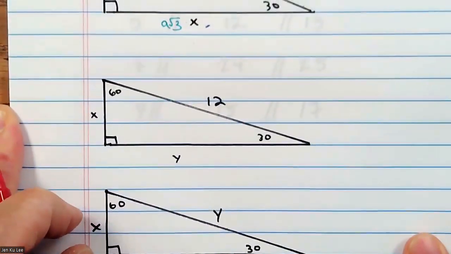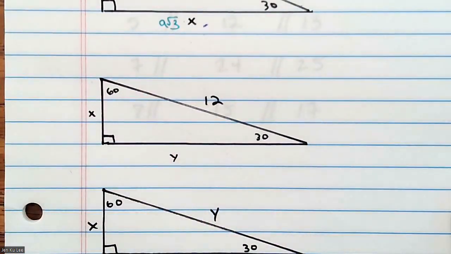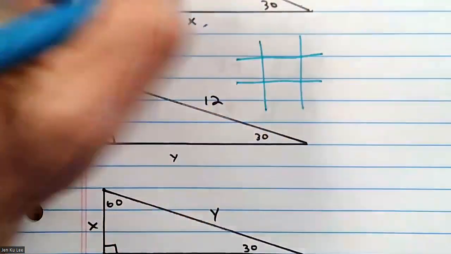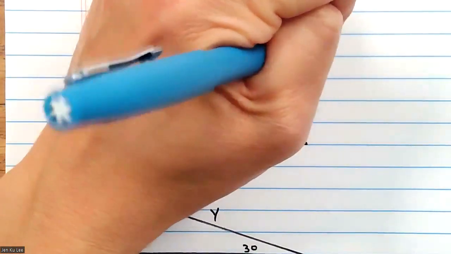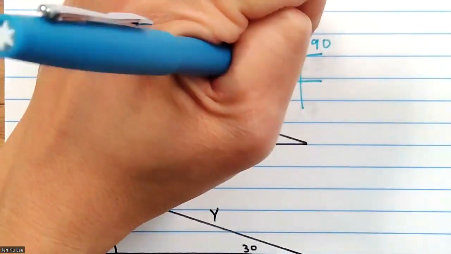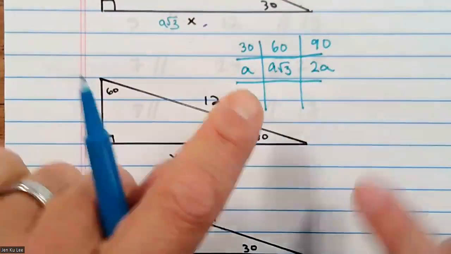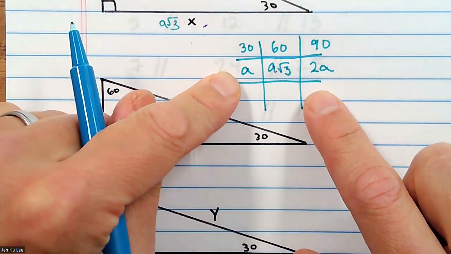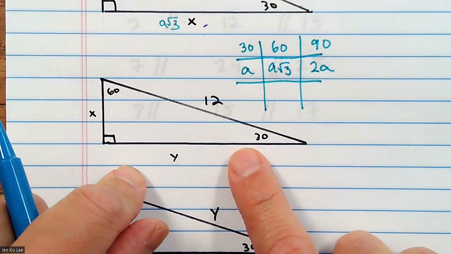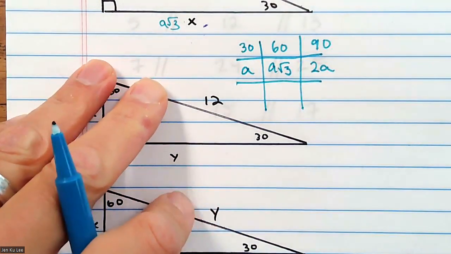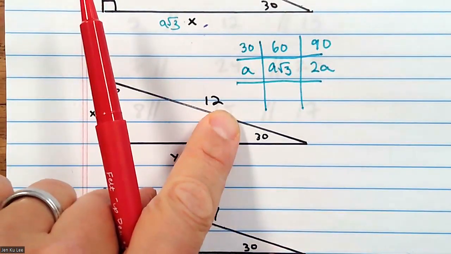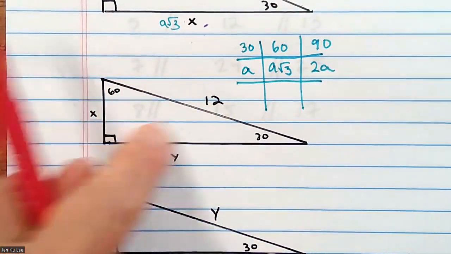Next one. I give you 12. Again, I'm going to start off with my tic-tac-toe chart. 30, 60, 90. Across the 30 is a. Across the 60 is a square root of 3. Across the 90 is 2a. These two rows never change. They will only change if the triangle changes. If it's a 45, 45, 90, it's a square root of 2, right? Across the 90 is 12.